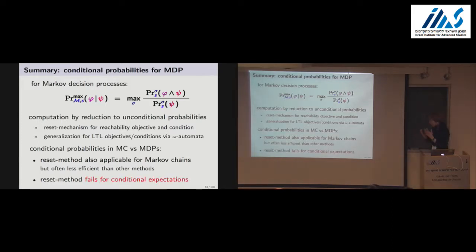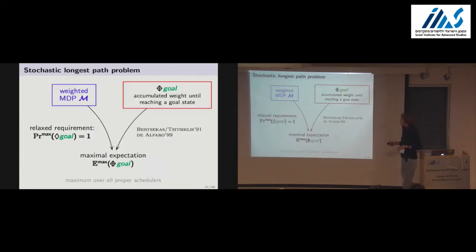Well, and now the next observation is this reset method, now for MDPs again, it doesn't do the job when you want to reason about conditional expected accumulated weights until reaching the goal. And the point is, with each of these reset transitions, you might have accumulated weight when reaching this fail state, and then you return, but then you already have some accumulated weight. So that's why just applying this reset method does not help to reason about conditional expectations.